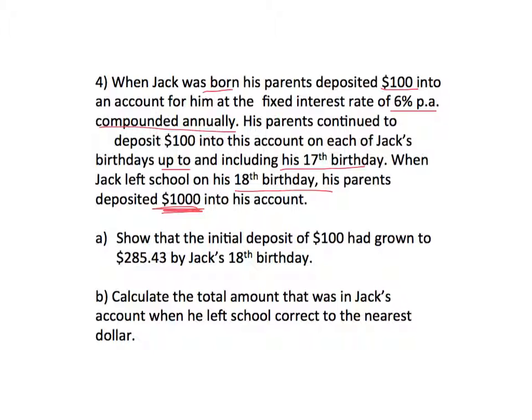Part A showed that the initial deposit of $100 had grown to this amount by Jack's 18th birthday, so that's just a simple compound interest formula. And then part B: calculate the total amount that was in Jack's account when he left school, remember, on his 18th birthday, correct to the nearest dollar.